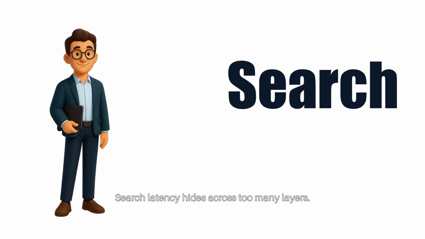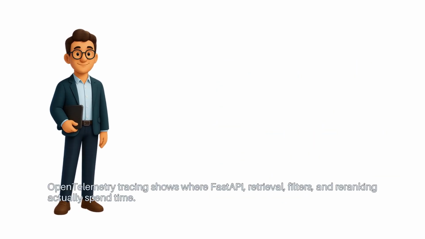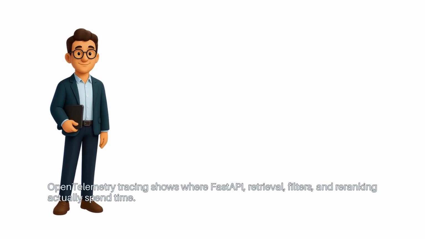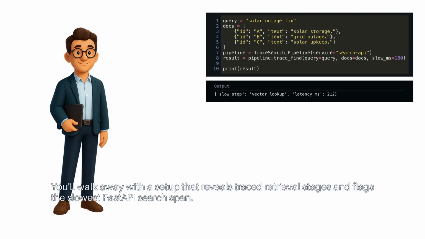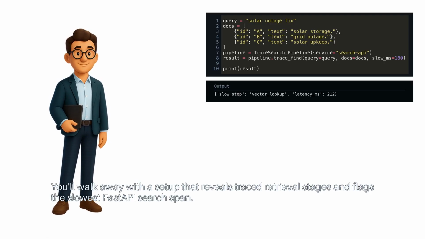Search latency hides across too many layers. OpenTelemetry tracing shows where FastAPI, retrieval, filters, and reranking actually spend time. You'll walk away with a setup that reveals traced retrieval stages and flags the slowest FastAPI search span.